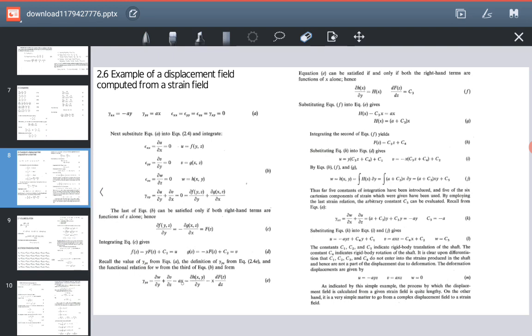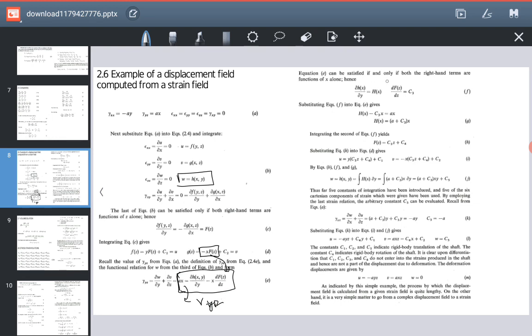The ax is actually equals to dou w upon dou y, and w equals hxy, and v equals this part. As you can see, this is what we have gotten. So this is in place of gamma xy, gamma yz.